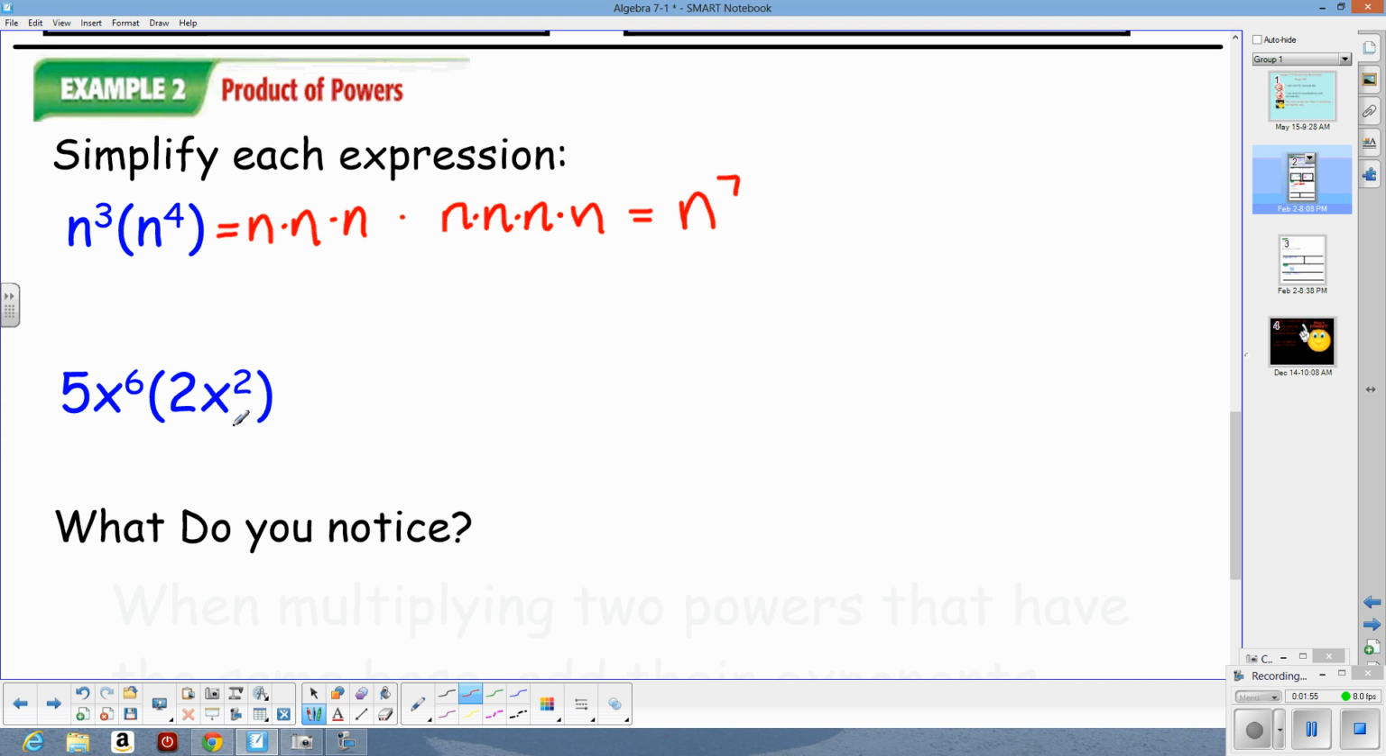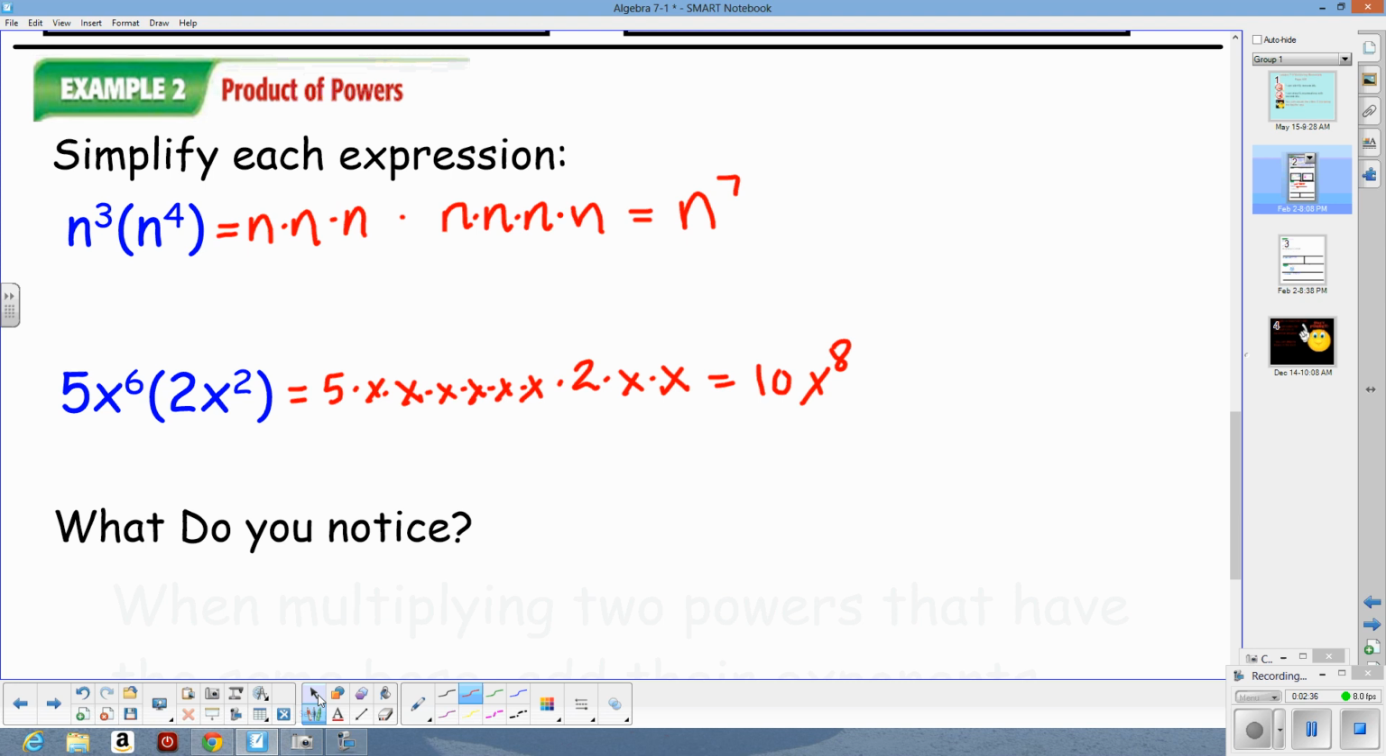Now in our next example, this really means 5 times x times x times x times x times x times x times 2 times x times x. Now, due to the commutative property, we can rearrange this and multiply the 5 and the 2 together first. 5 times 2 is 10. And then all of these x's multiplied together, that's a total of 1, 2, 3, 4, 5, 6, 7, 8 x's multiplied together, so x to the 8th power.